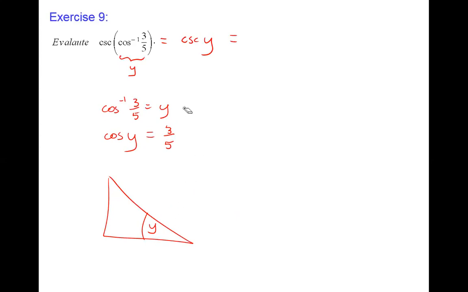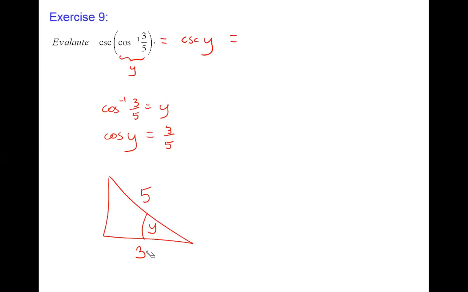Which side is 3? Maybe let's do it this way, then you can answer step by step. Which side is 3? The opposite, the adjacent, or the hypotenuse? The adjacent is 3, thank you, really good. And the hypotenuse is 5, thank you. Thank you, Jonathan, thank you for typing.